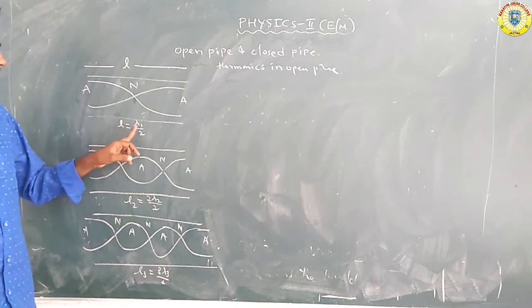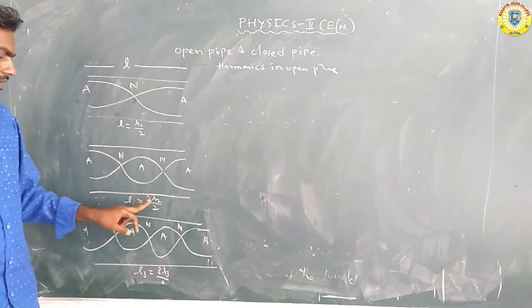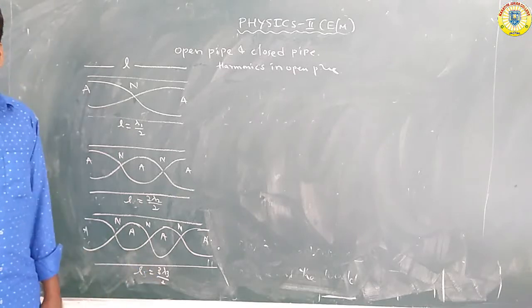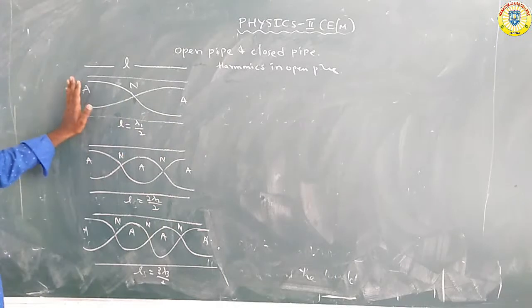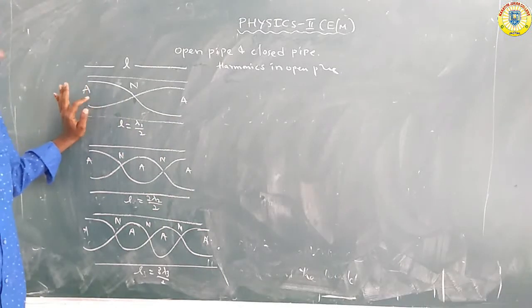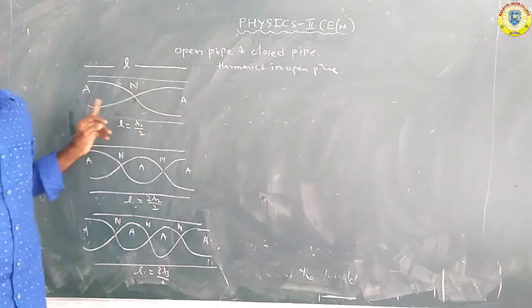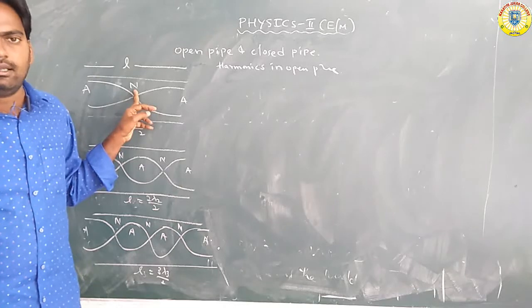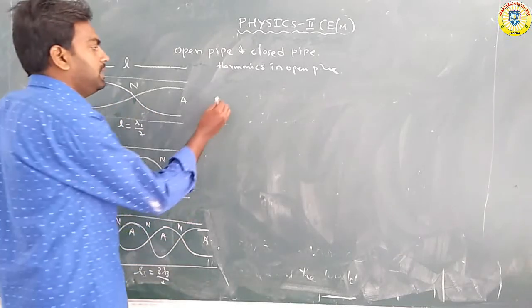So the length is lambda 1 by 2. L is equal to 2 lambda 2 by 2. L is equal to 3 lambda 3 by 2. Now the fundamental frequency, or the first harmonic frequency, will have two antinodes and one node formed along the length of the pipe, as shown in this figure.